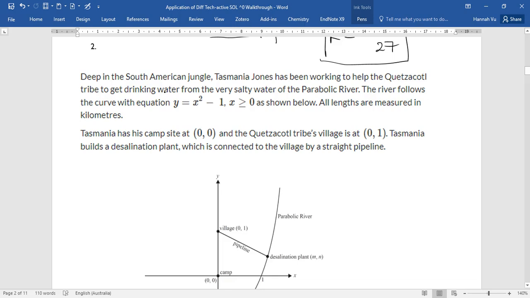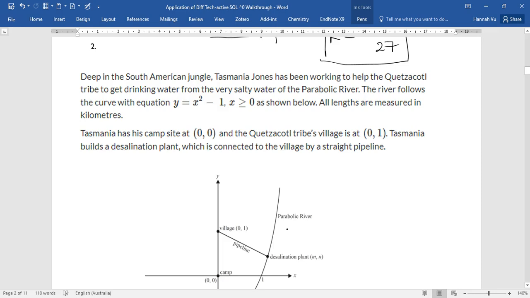Alright, so we have Tasmania Jones, our very first Tasmania Jones question of the year. And this time he is in the South American jungle. Oh my god. He's been walking to help the Quetzalcoatl. Is that even a real thing? I may look it up later. Tribe to get drinking water from the very salty water of the parabolic river.